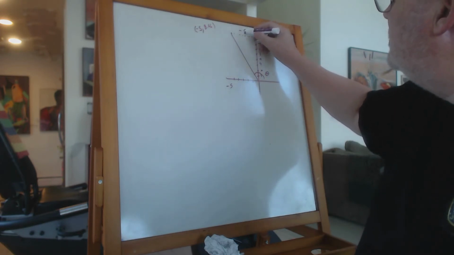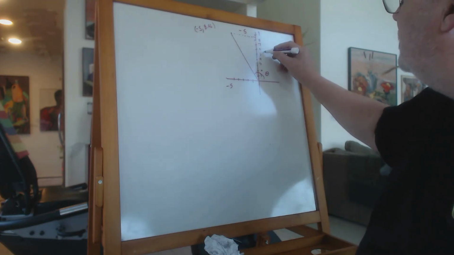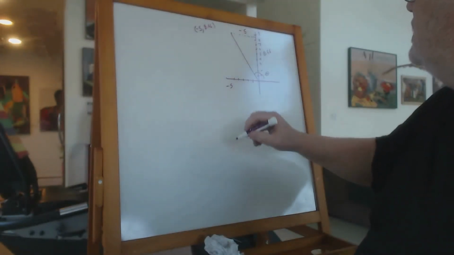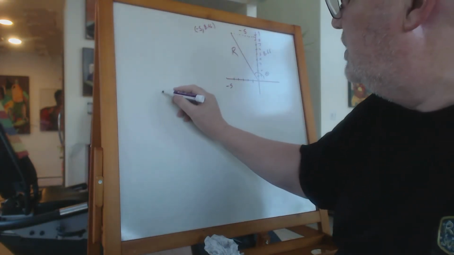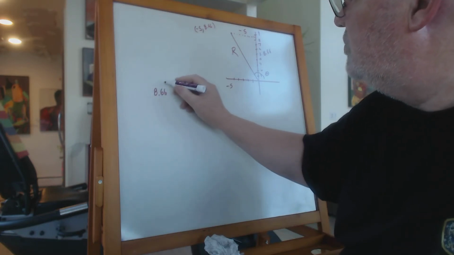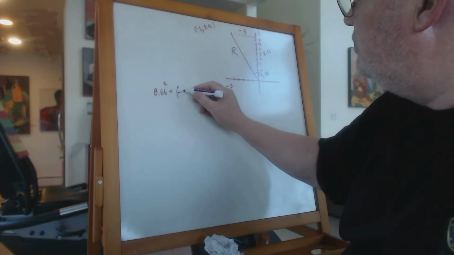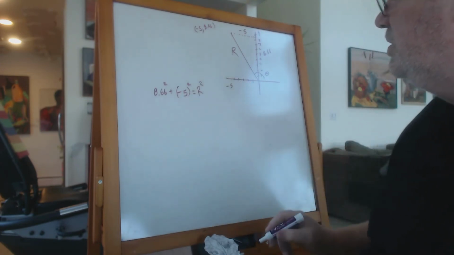-5. This is 8.66, that's y. And so what's the hypotenuse? R. So we have 8.66 squared plus -5 squared equals r squared.